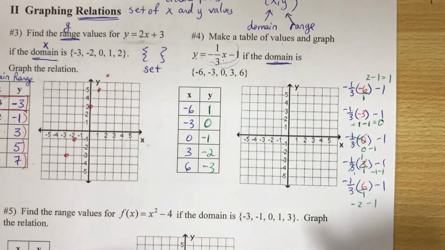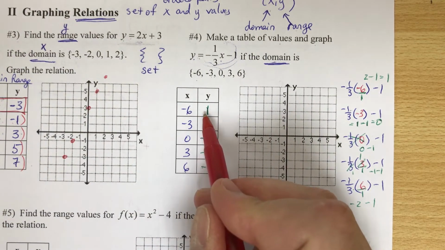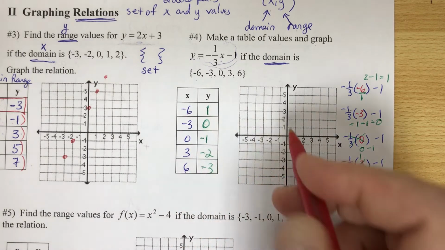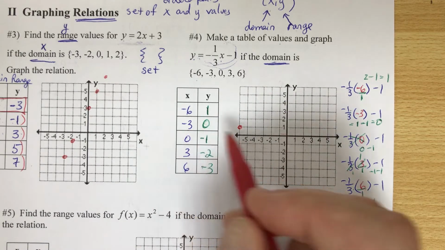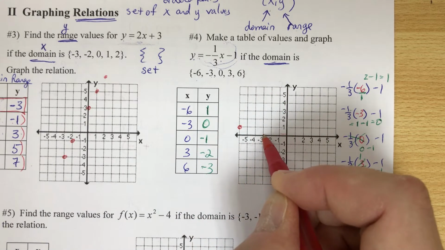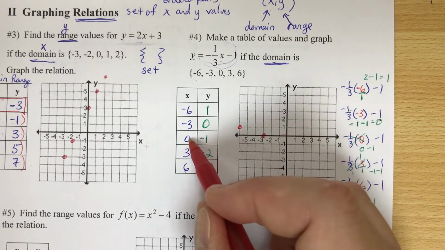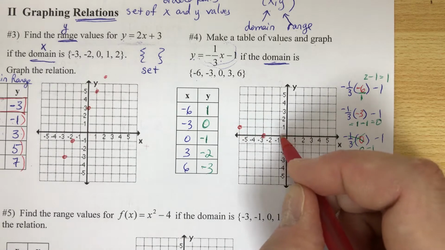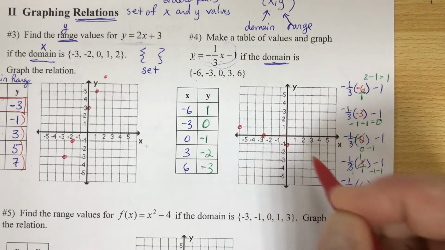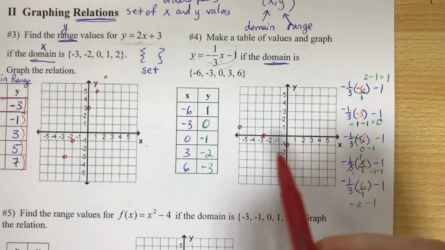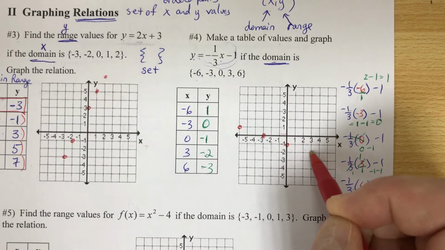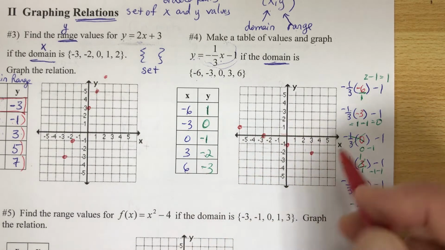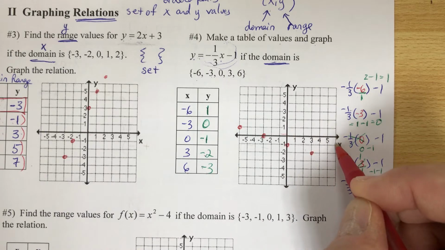And now we can plot. So again, it's x comma y, left 6, up 1. -3 comma 0. Now the 0 is the y value. We don't move up or down, so I'm on this x-axis. 0, -1. We don't move left or right, we just go down. You notice the pattern here. 3, -2. So we go right 3, down 2, and then right 6, and -3 is down 3.